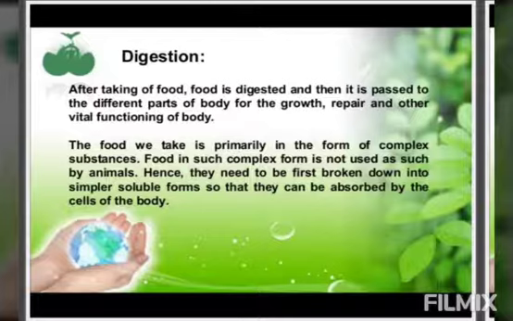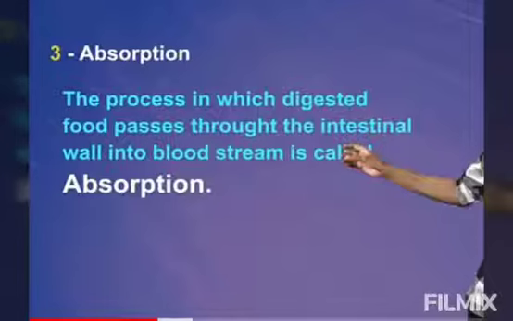Most animals use both the physical and the chemical methods for converting the complex food into simpler soluble form. Like we human beings also use the physical and chemical method both. So digestion is basically breaking down of the food into simpler components which can be absorbed by our body. So this was the second step, digestion.